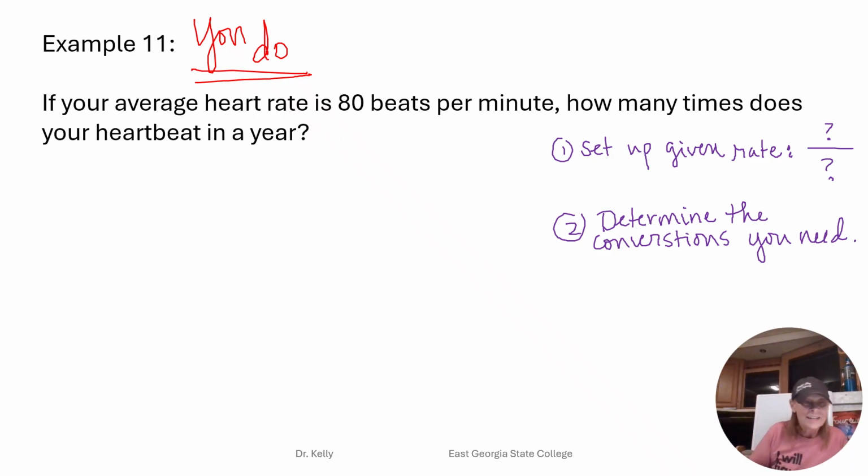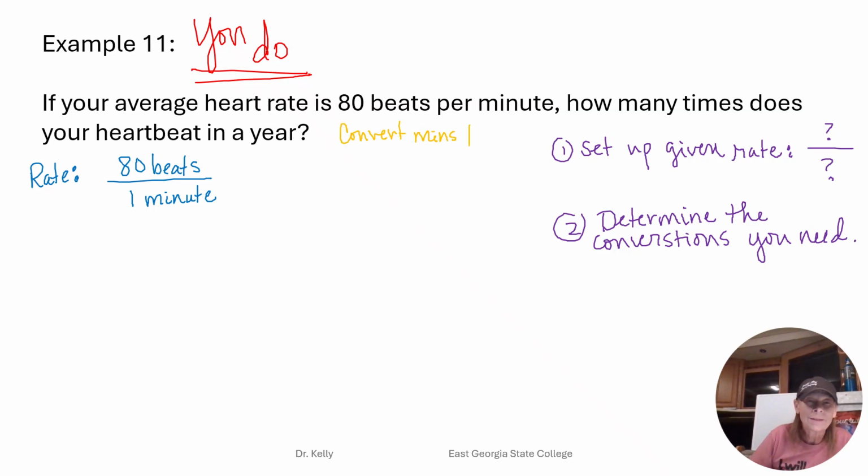Okay? All right. So first, let's get our rate down. I want to write down our rate, and that is 80 beats in 1 minute. Okay? And we're going from minutes to years. We need to convert minutes to years. Now, we're not going to have that in one quick, easy step, but I guarantee you we can get there pretty quick on this. All right?